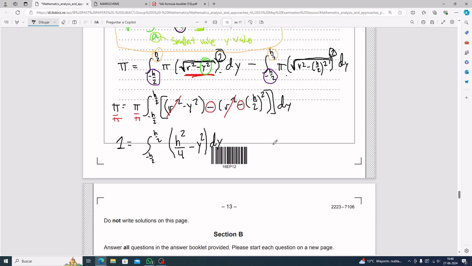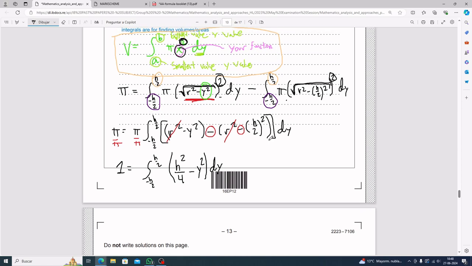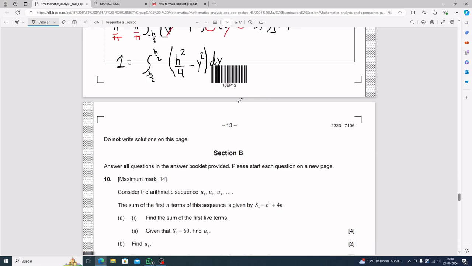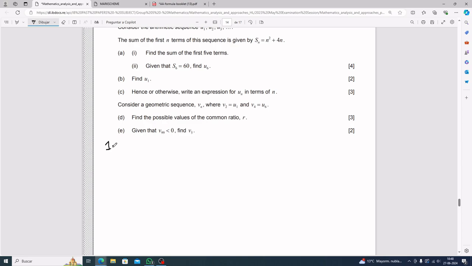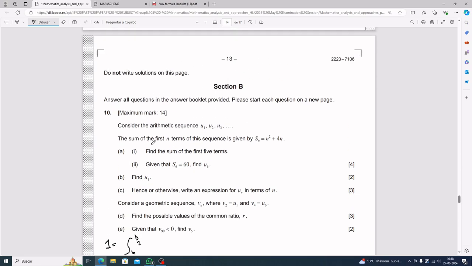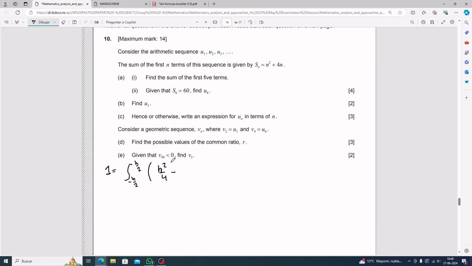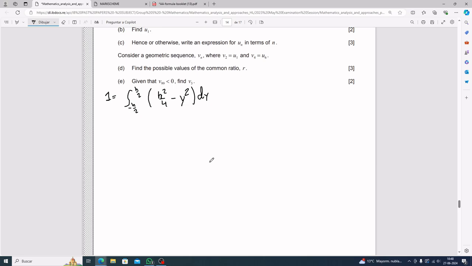So how does that even work? How does the integral work, especially when you're putting the limits, from negative h divided by 2 up until h divided by 2? I'm running out of space here, so let me rewrite it down here. So 1 equals the integral from negative h divided by 2 up until h divided by 2 of h squared divided by 4 minus y squared dy. Now, for evaluating an integral, first you have to actually do the integral, and then you plug in the lowest and highest values.